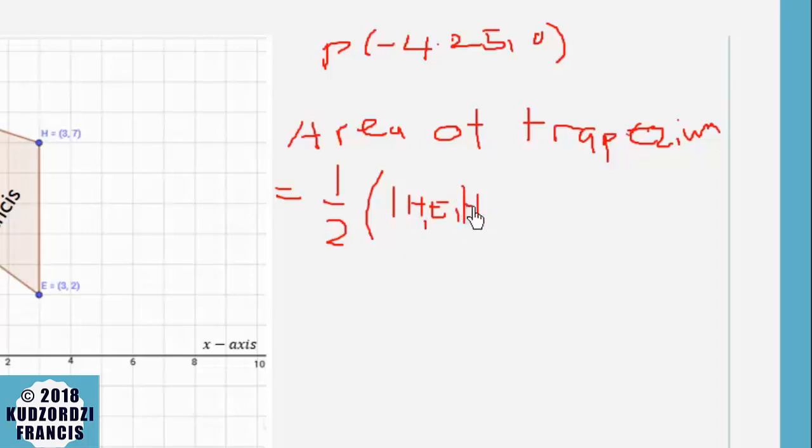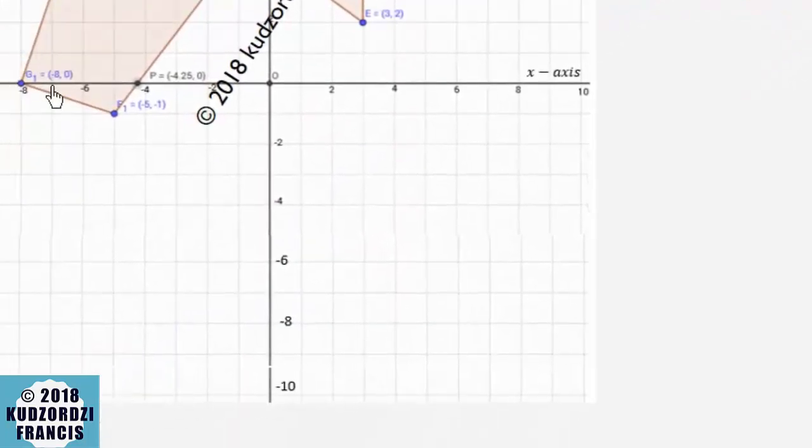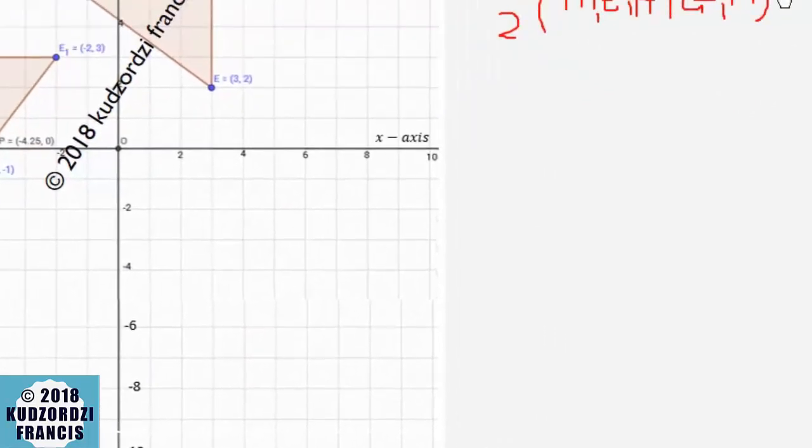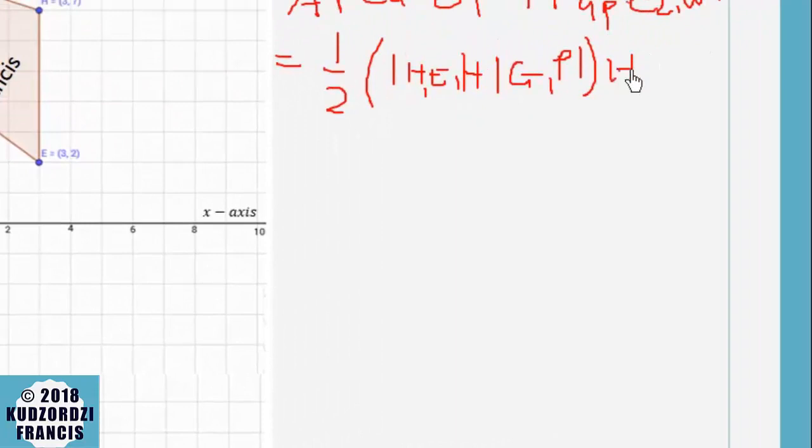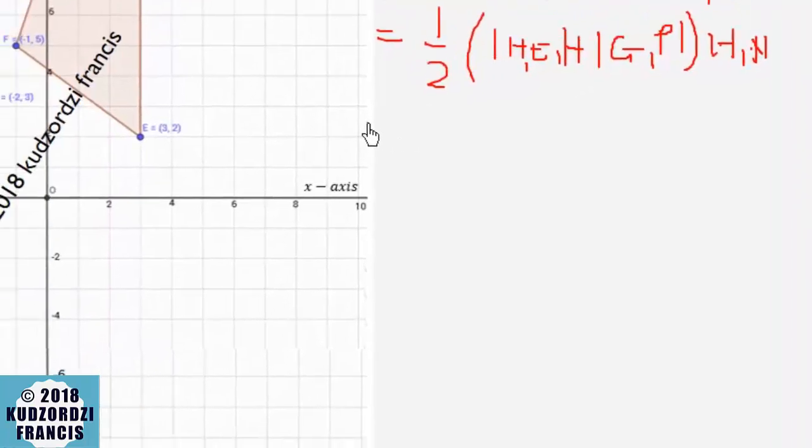So half times H1E1 absolute value, plus the other side, which is G1P, then plus the vertical height. Let's call this one N. So the vertical height is H1N. It's not H1N1 influenza, but H1N.